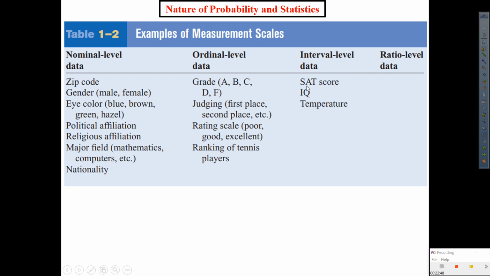Interval level: SAT scores, it doesn't matter how much you score. Therefore, for each interval, it has a specific value. So make sure you remember that. Temperature also has a specific value, from 121 to 119. One year, I think, here in the valley it went to 123.